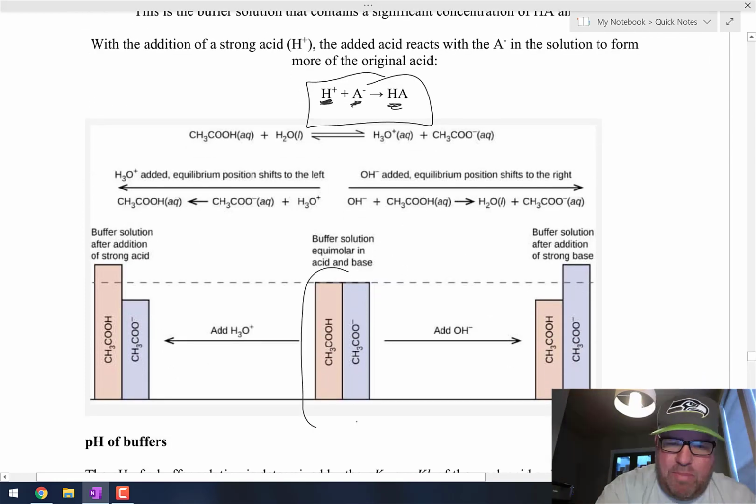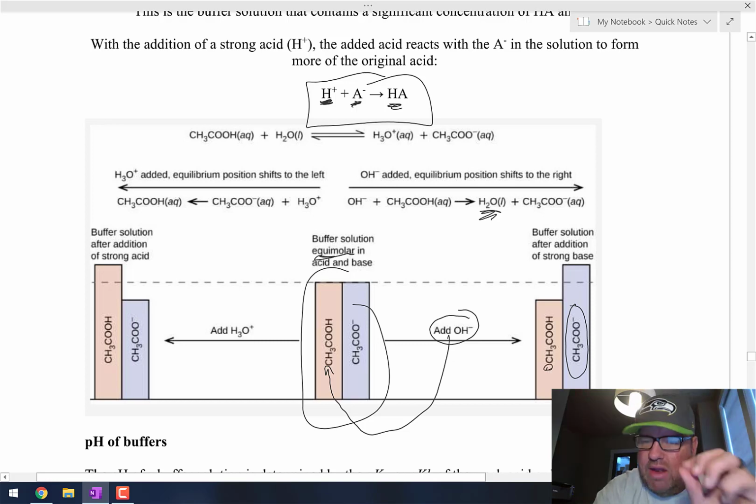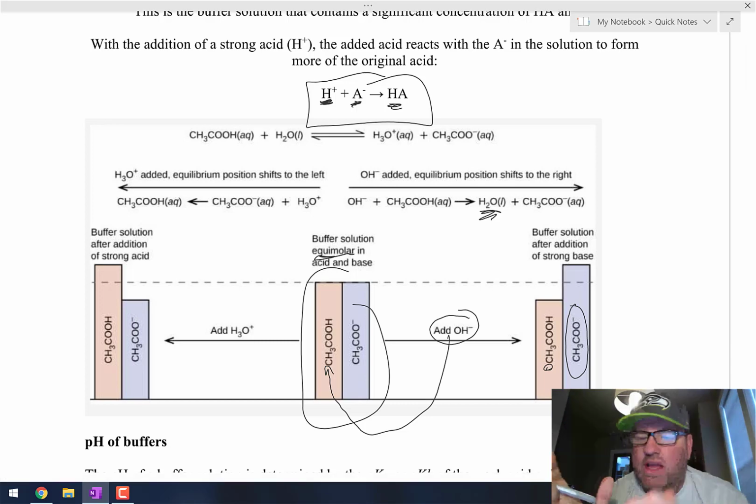Here you've got a buffer solution. You've got an equal number of moles of acid and base. If you add some hydroxide, the hydroxide is the base. It's going to react with the acid component, this one here. Okay, and it's going to react with that to create some water, and then more conjugate base. Notice that the amount of the conjugate base goes up, the amount of the acid goes down. But again, it's still a buffer solution. Okay, you've still got some acid and its conjugate base.